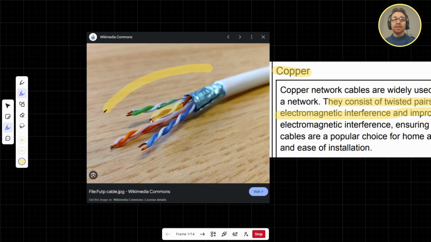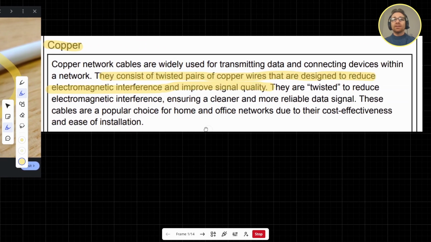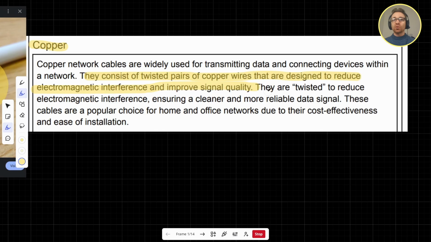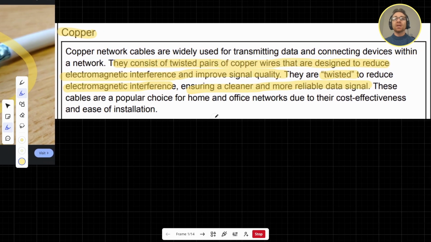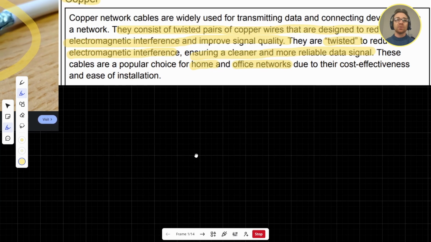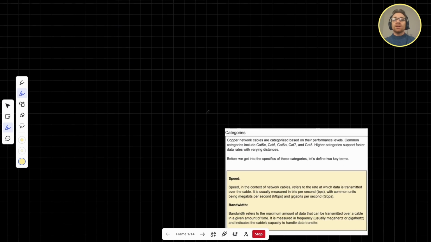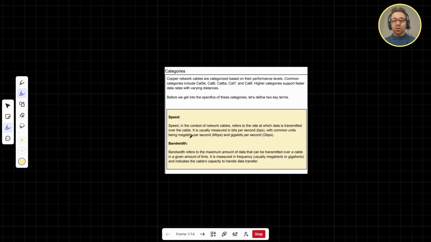And remember, this is an Ethernet cable for wired internet connections, okay? That's pretty much what you need to know about it. We've talked about the fact that they're twisted to reduce electromagnetic interference and ensure a cleaner and more reliable data signal. You will see these all over the place in your home network and in office networks. Basically, it's an Ethernet cable, guys. We know Ethernet cables are used absolutely everywhere. That is a copper twisted pair cable.